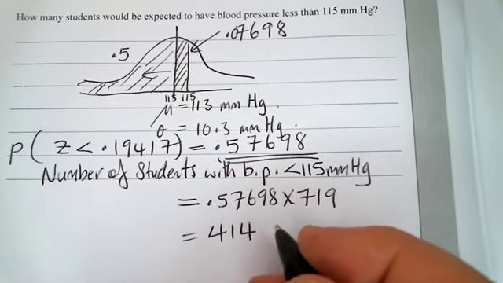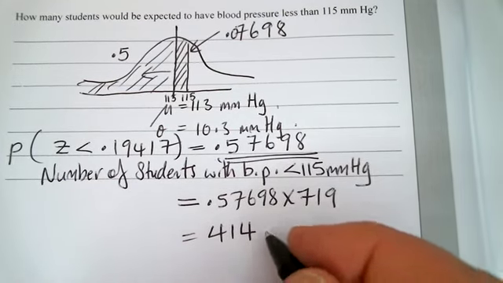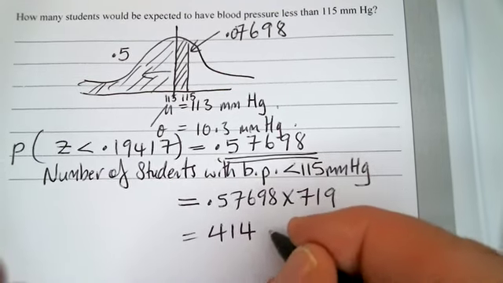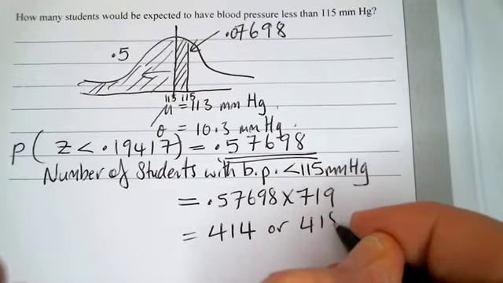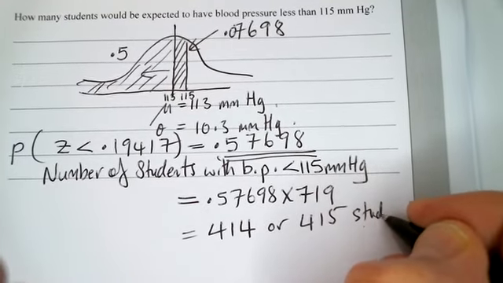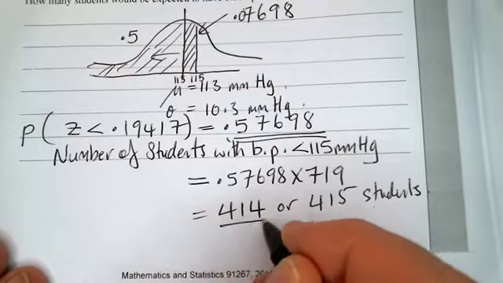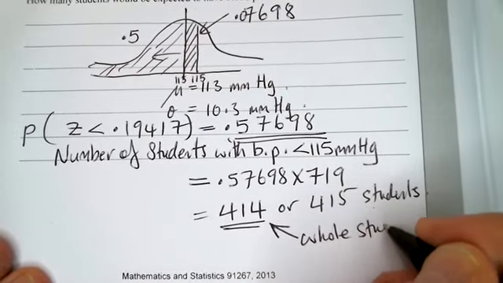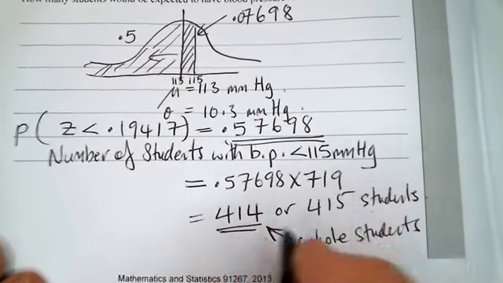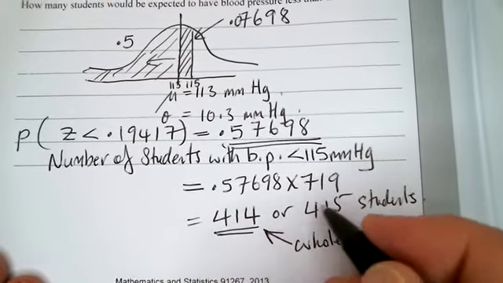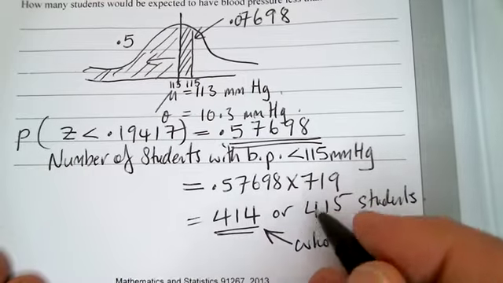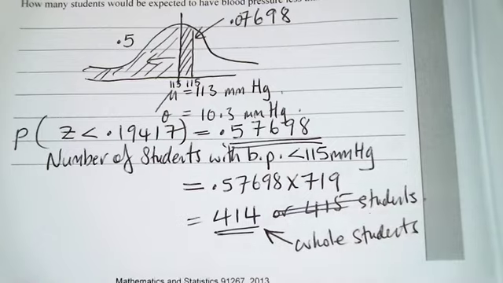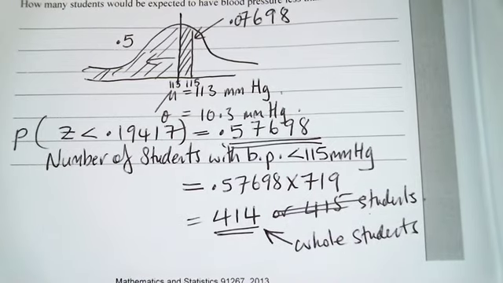And this is where it gets a little bit tricky. It's actually closer to 415. I'll put 414 or 415 students. These are whole students. So I actually prefer 414, because you can't have 0.8 of a student, which is what this suggests. So I'm just going to call it 414 students, and that would be, I think, the best answer.